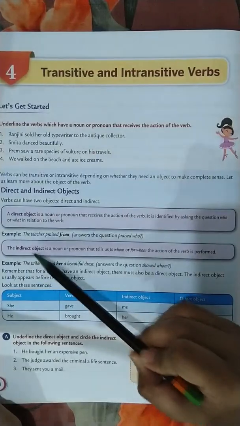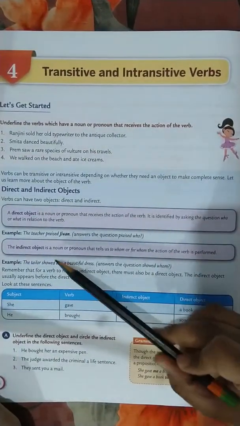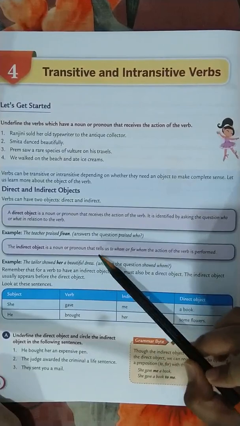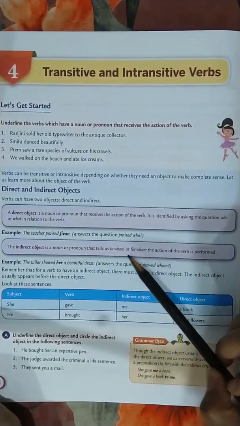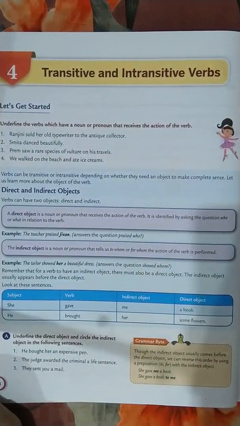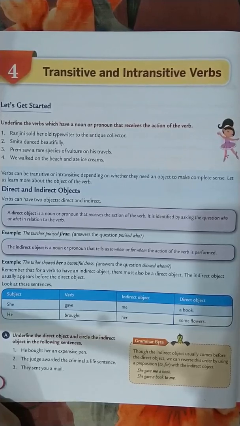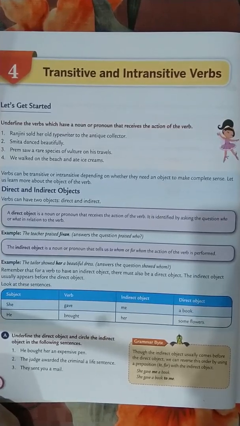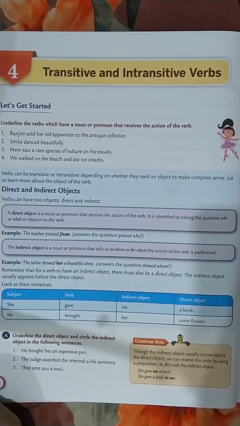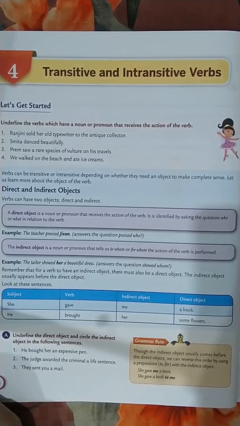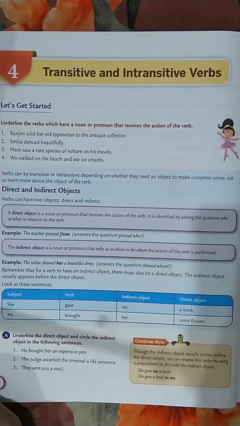Now the indirect object. The indirect object is a noun or pronoun that tells us to whom or for what the action of the verb is performed. Here it tells us to whom or for what the action of the verb is performed.